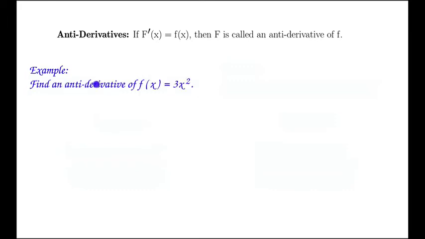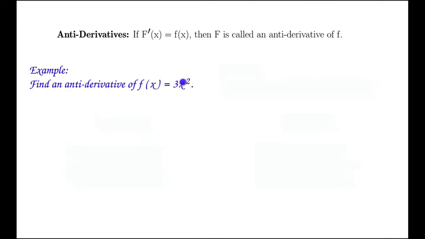Let's look at an example where we're given the function little f of x is equal to 3x squared, and we want to find a function capital F of x, so that capital F prime of x is equal to little f of x. So we need to think of a function whose derivative is 3x squared. So we think through various functions and what their derivatives are and see if we can just pick one whose derivative happens to be 3x squared.